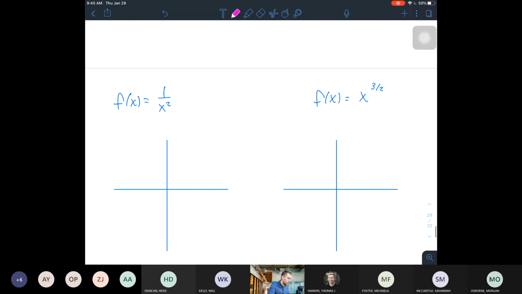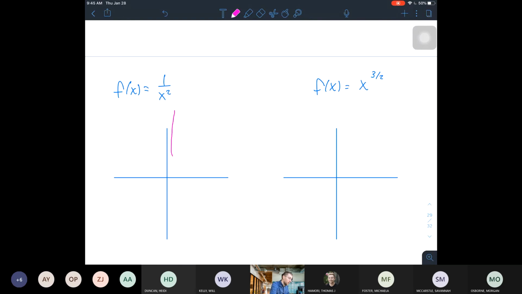Okay, what does 1 over x squared look like? It's going to look similar, except we're going to be positive on both sides.